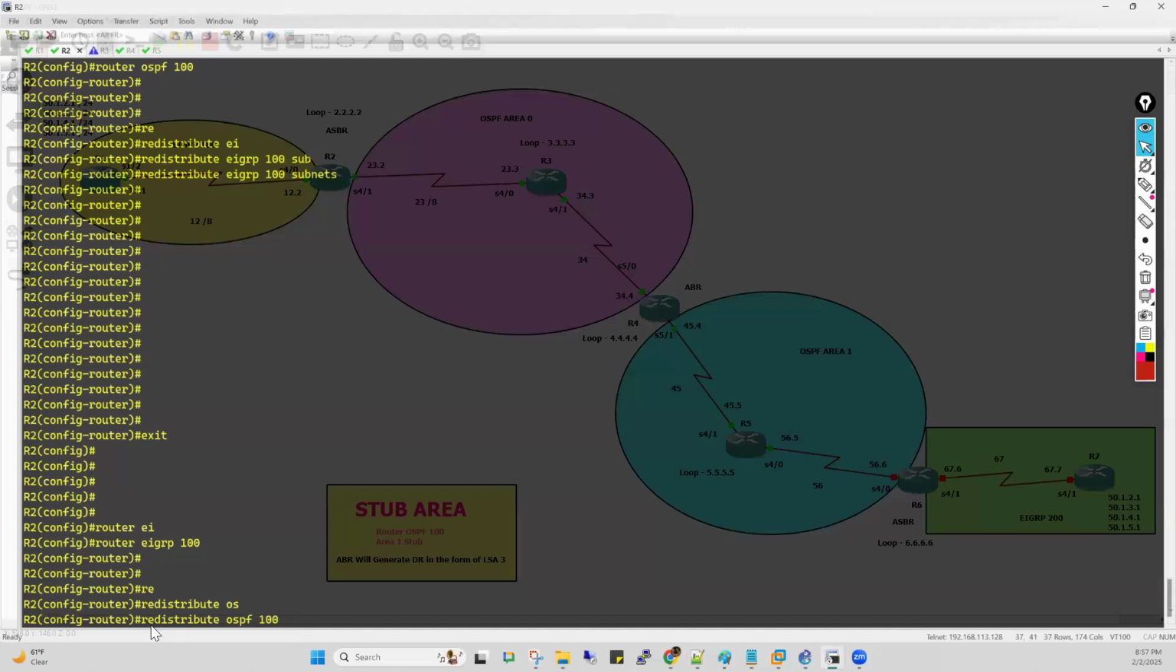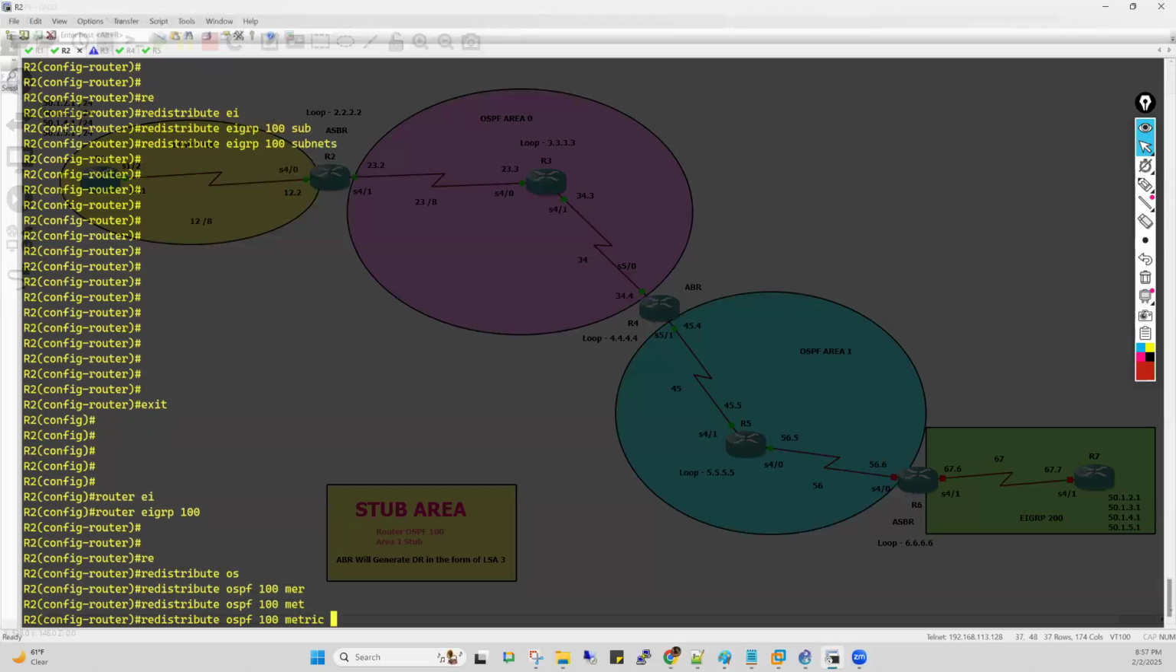Right? So redistribute OSPF 100, then how do we get to know the metric criteria? Sorry?